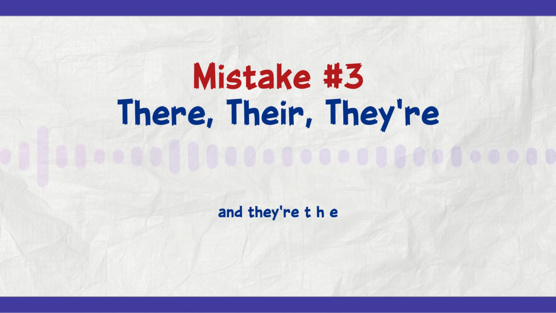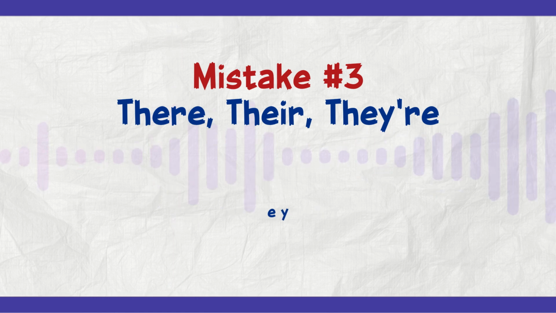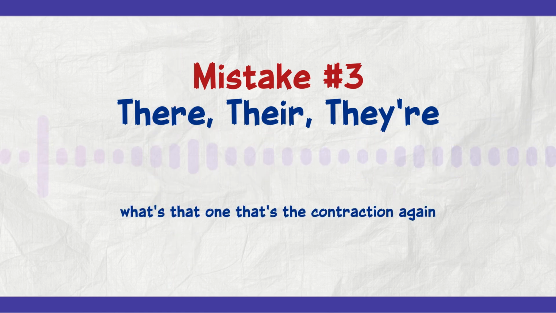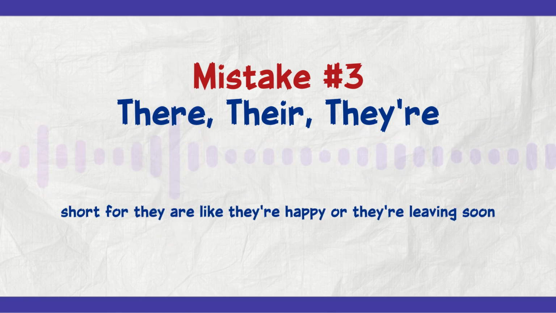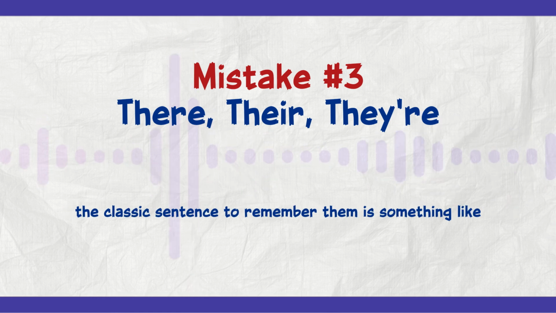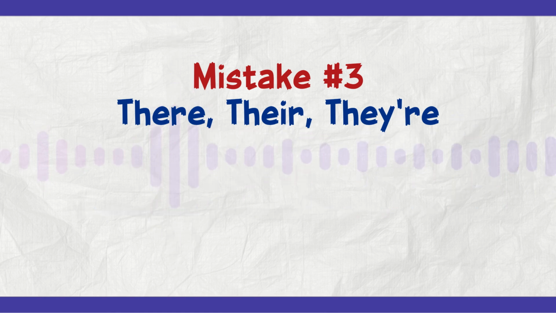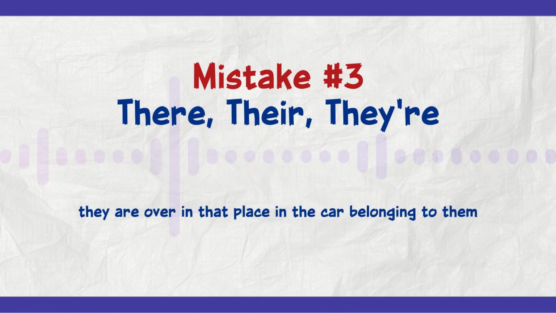Exactly. And they're, T-H-E-Y-'-R-E. That's the contraction, short for they are. Like, they're happy, or they're leaving soon. The classic sentence to remember them is something like, they're over there in their car. That's a great one. They're over in that place, in the car belonging to them.